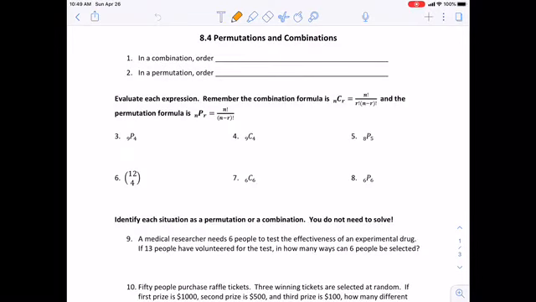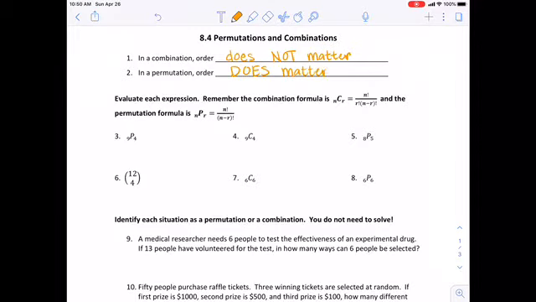All right, today we're working on assignment 8.4, permutations and combinations. So the first thing you need to know is the difference between a permutation and a combination. So number 1 says in a combination, order, you should write, does not matter. And on problem 2, in a permutation, order does matter.